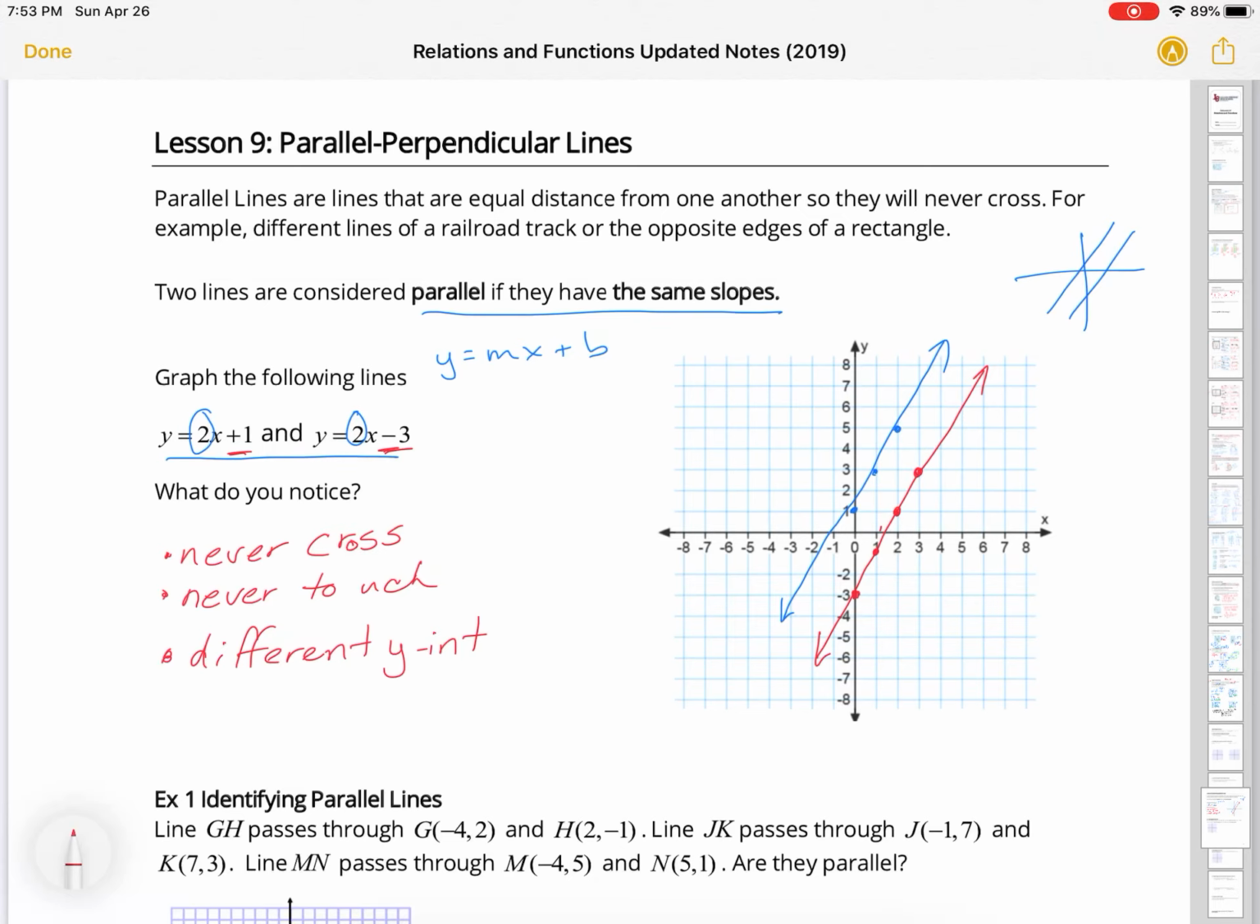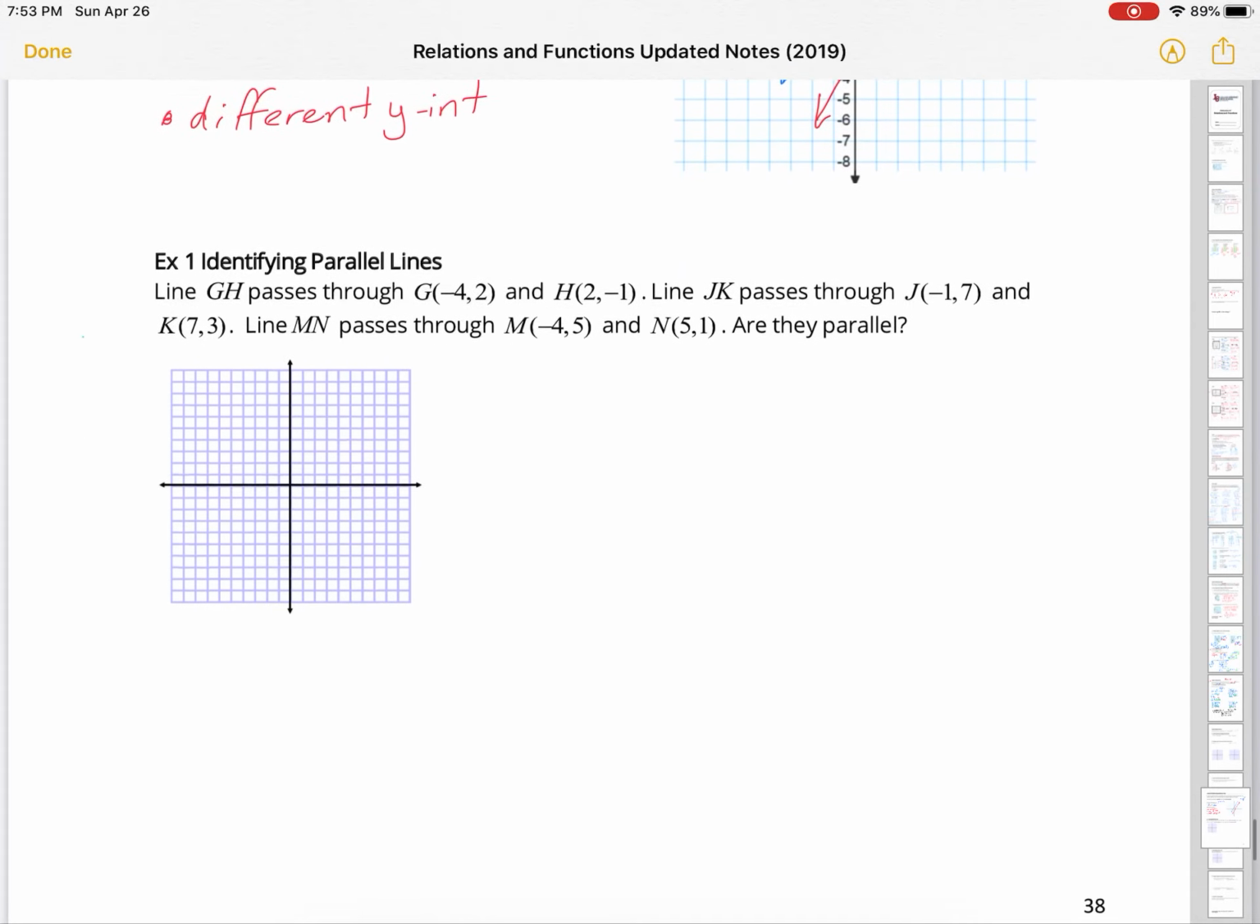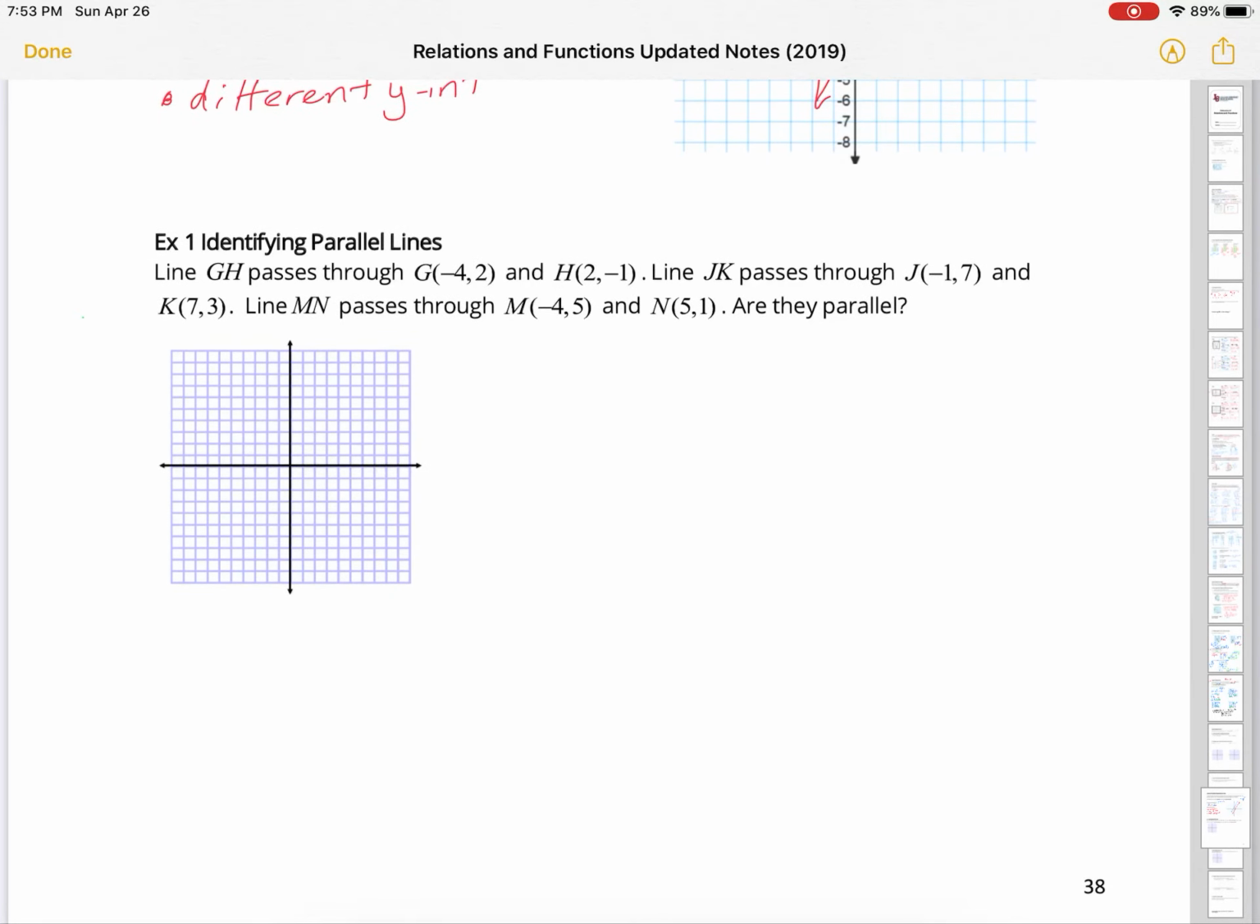Identifying parallel lines. So what this means is that we can identify parallel lines if we can figure out the slope of two lines and put them in the y equals mx plus b form, or find out their slope. And if they both have the same slope but different y-intercepts, then they are parallel. Okay, so let's take a look. How do we do that?